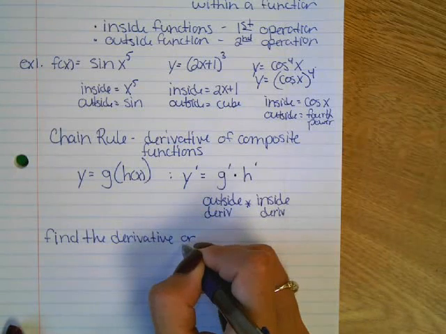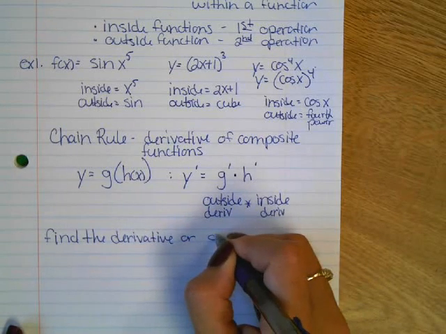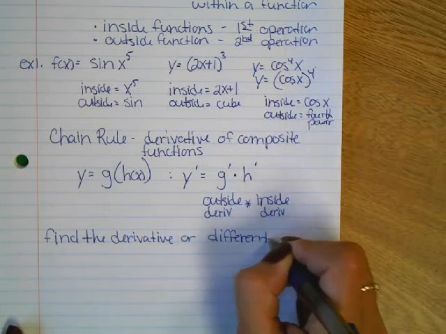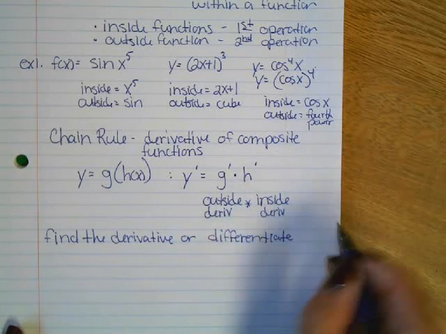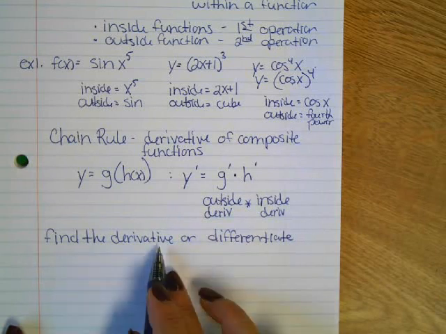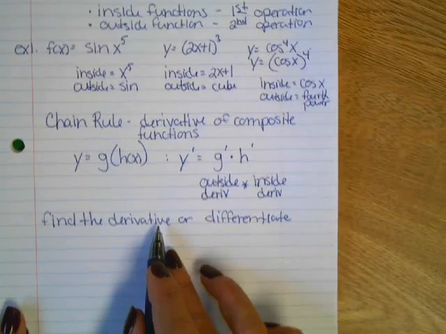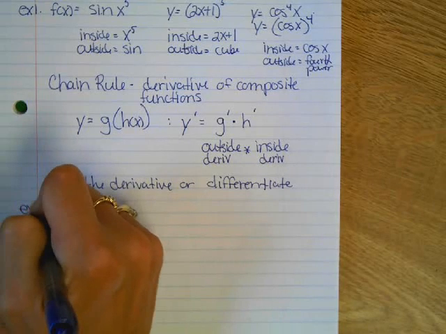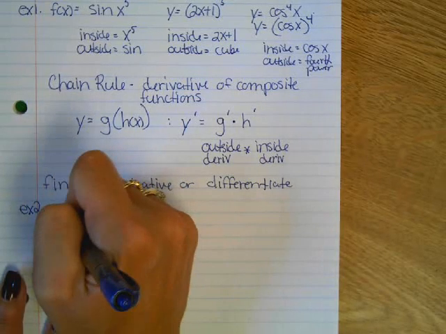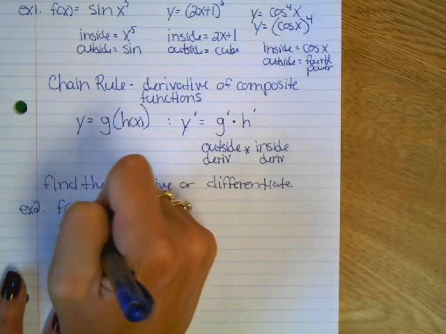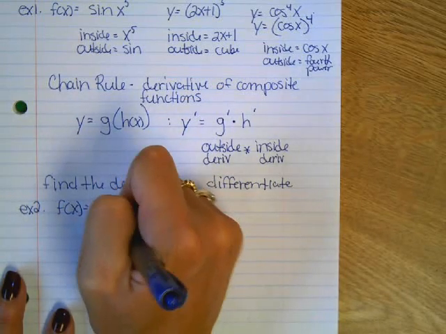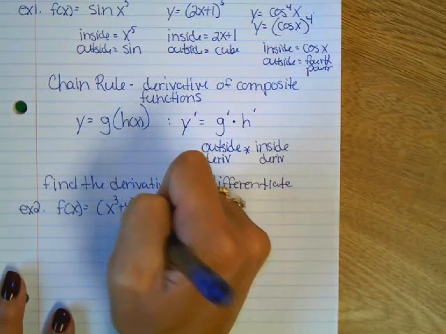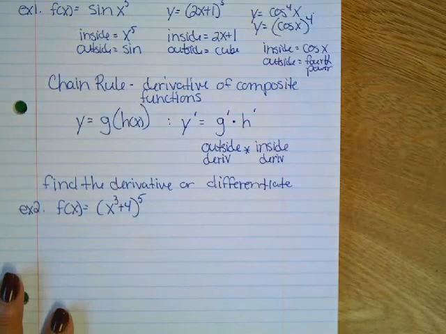Or it might say, the directions might say differentiate. Differentiate means find the derivative. So here we go. Number 2. F of x is the function (x cubed plus 4) to the fifth.